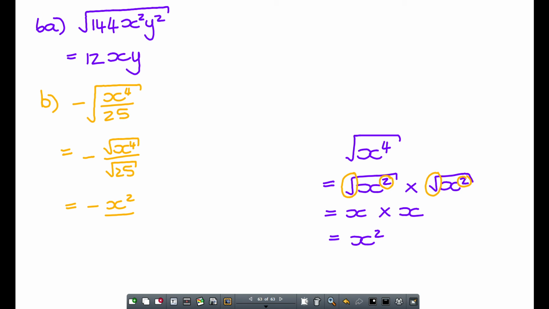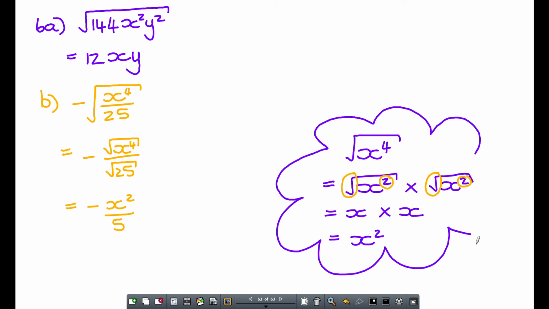Then over square root of 25 will be 5. Okay. Any questions? Yeah. We couldn't go any further than that.